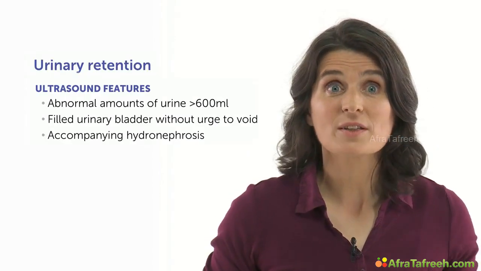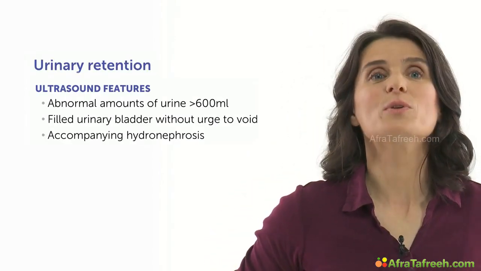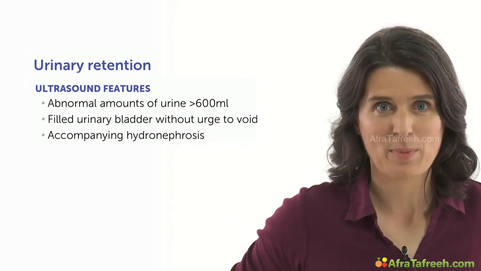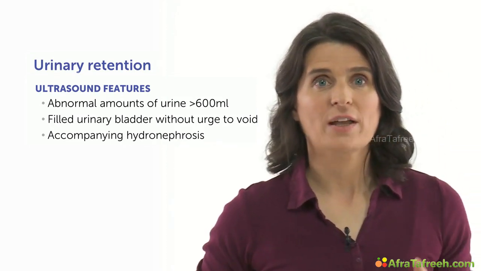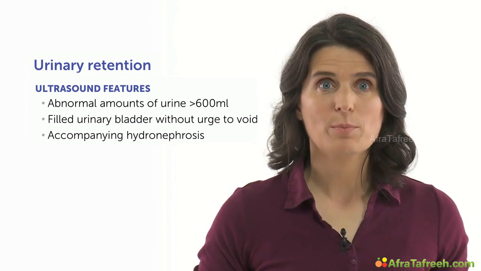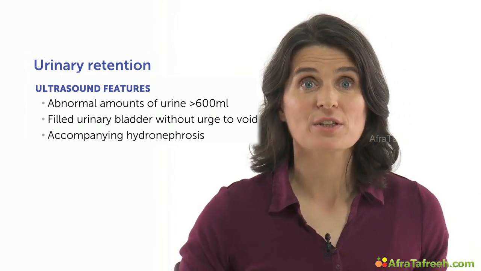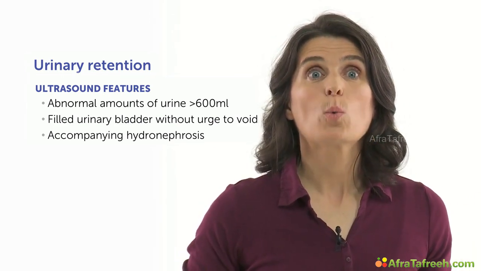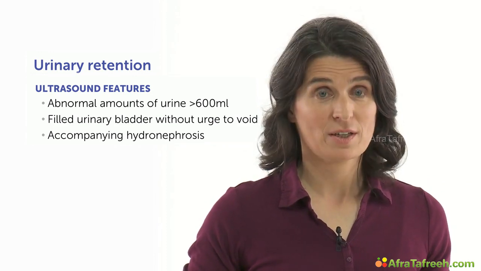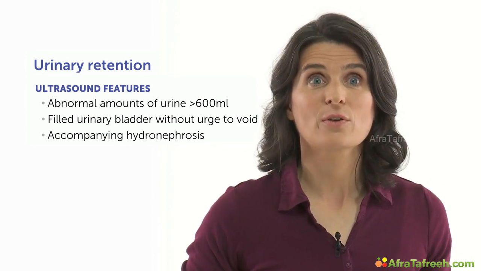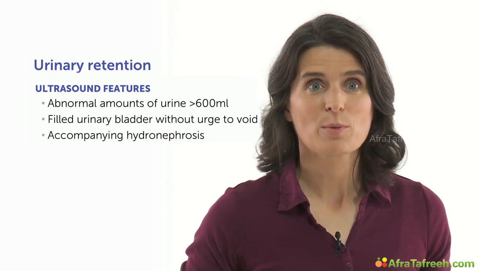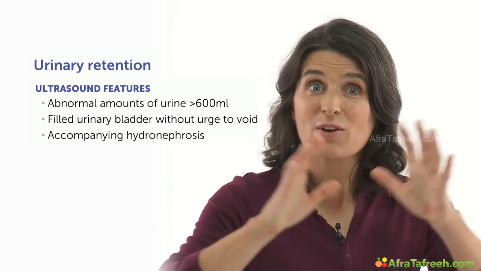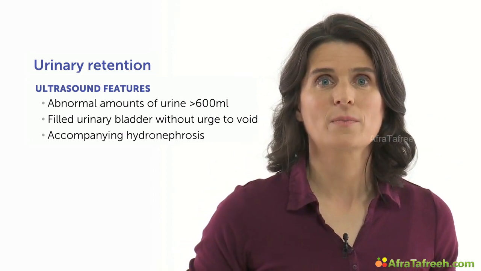So how can we detect urinary retention in ultrasound? You will see this is quite an easy matter. Either we find abnormal amounts of fluid in the bladder. I remember a patient with urinary retention where one of my colleagues performed an ultrasound scan, and at first look he thought that the patient had ascites because the bladder extended far into the abdomen.